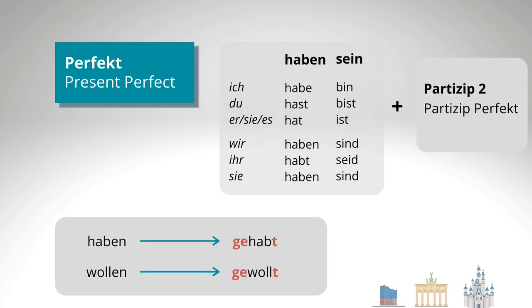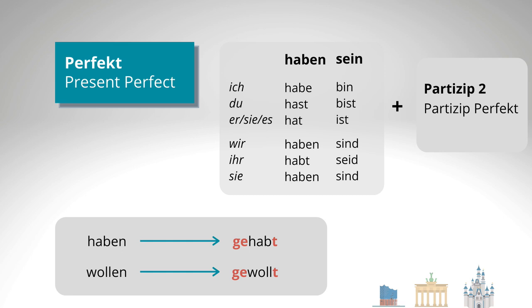Okay, I think the Hilfsverb is clear. So part 1 of the perfect is done. Now let's move on with part 2, the Partizip 2, aka Partizip Perfekt, the German version of the past participle.